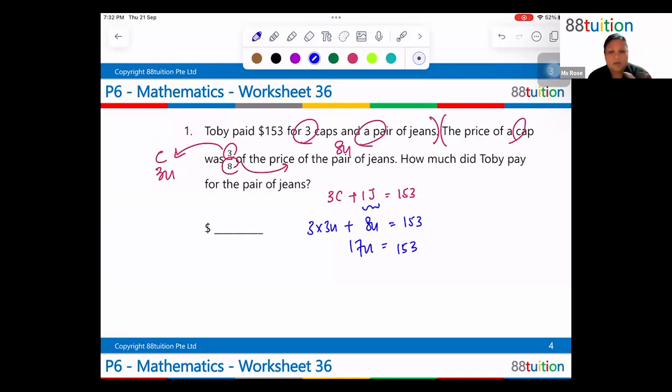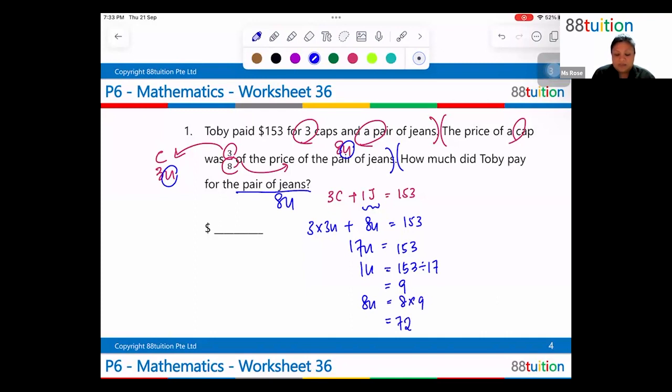So what you are doing right now is to replace the value of the cap and the value of the pair of jeans into a common number or a common representation so that you can solve the question quite easily. So in this case, we represent them in terms of units. So you have 3 units and 8 units. So 17 units, that makes 1 unit equals to 9. So how much did Toby pay for the pair of jeans? So the pair of jeans is 8 units. So that's 8 times 9 to give you $72.